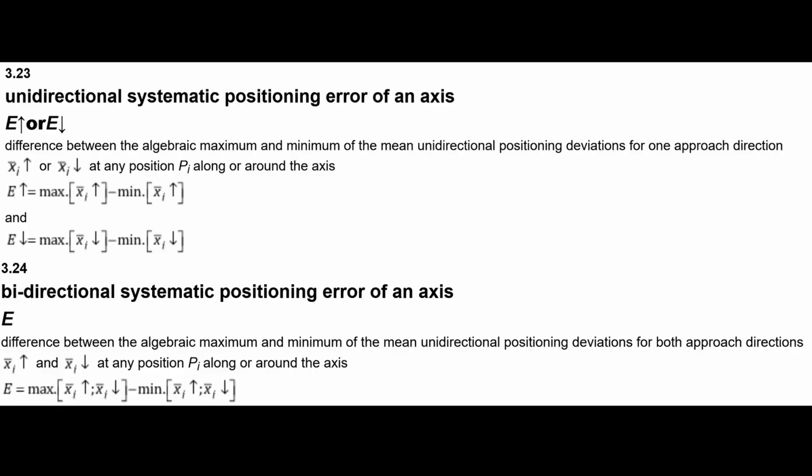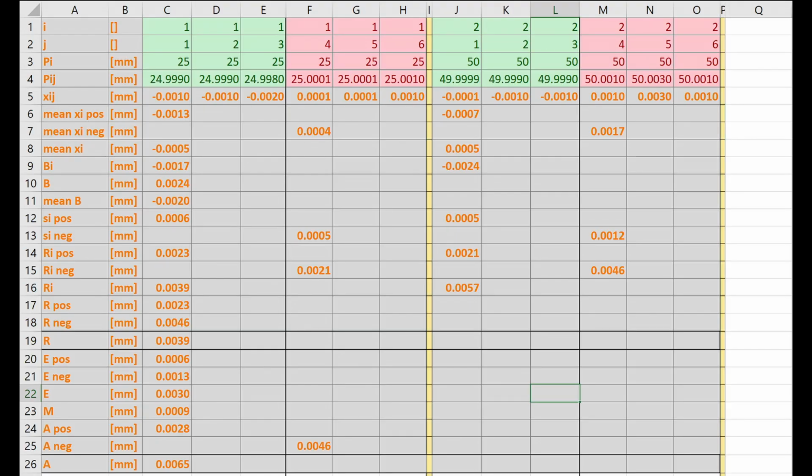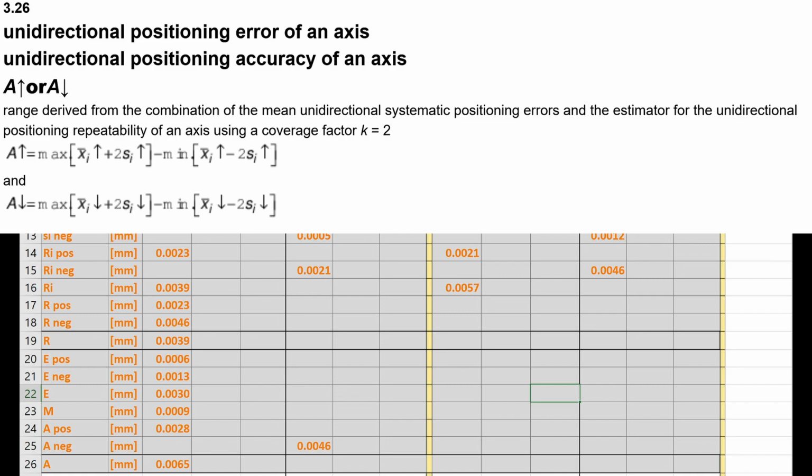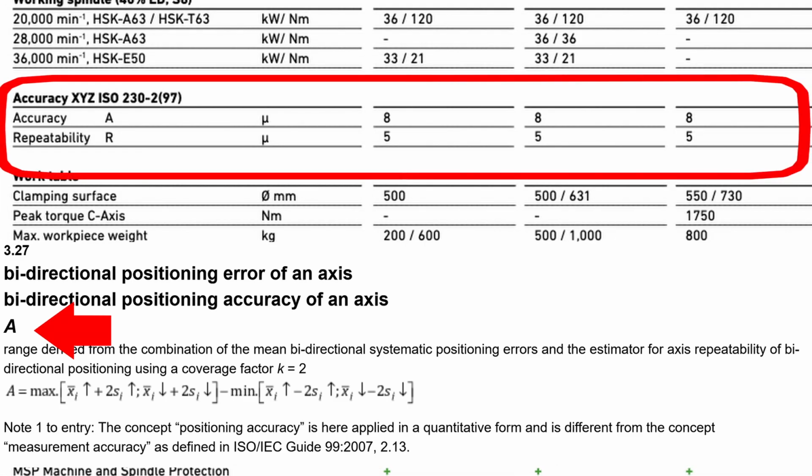While point 3.23 and 3.24 are showing the difference between the extremes of all mean unidirectional deviations, point 3.25 shows the difference between extremes of mean bidirectional deviations. And now we have reached point 3.26 and 3.27, which are the unidirectional and the bidirectional positioning accuracy of an axis, the latter being the second value we were looking for at the start of this video. It is designated as capital A, and you can see it on most machine specs.